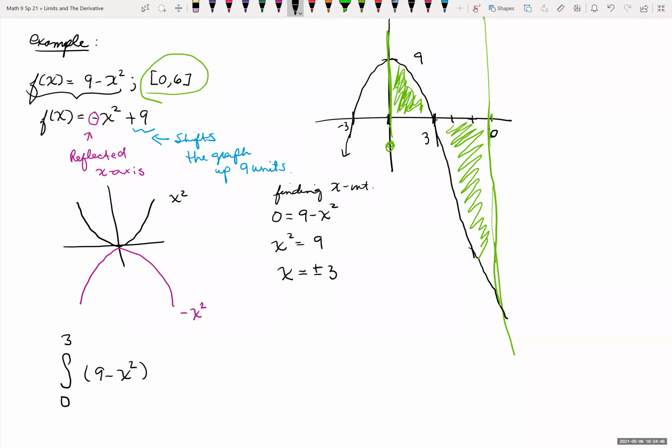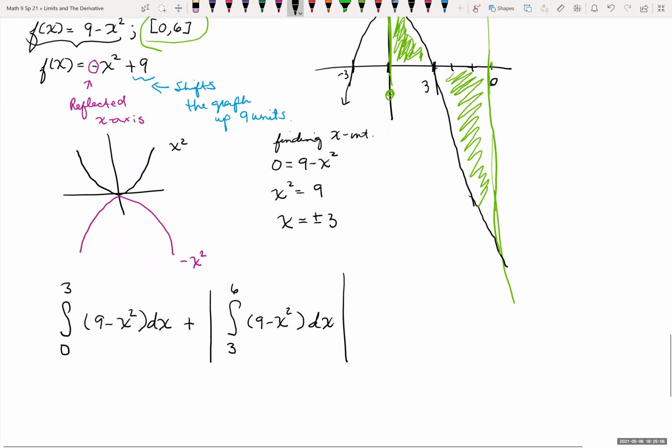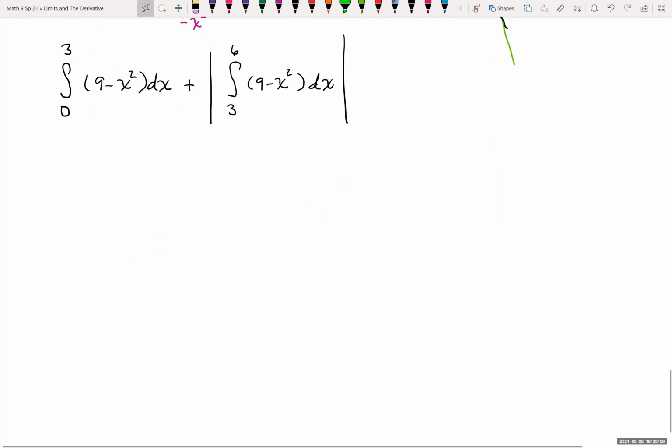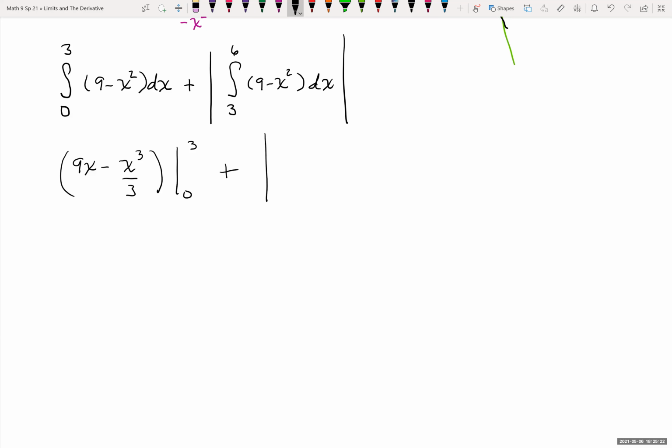So now we can go through and take the antiderivative. The antiderivative of 9 is 9x minus the antiderivative of x squared, which is x cubed over 3. We're evaluating this from 0 to 3, plus the absolute value, same antiderivative, 9x minus x cubed over 3, and this is evaluated from 3 to 6.